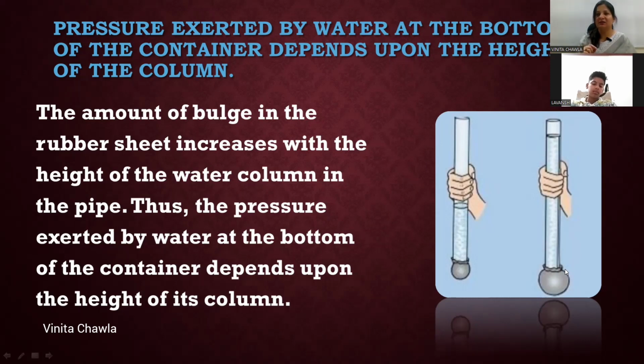In higher classes, in class 11, you will study the formula P = hρg, where h is the height, ρ is the density and g is the acceleration due to gravity. So pressure is directly proportional to h, the height.